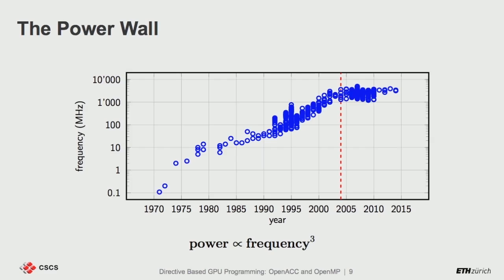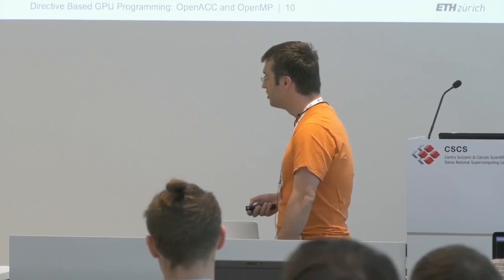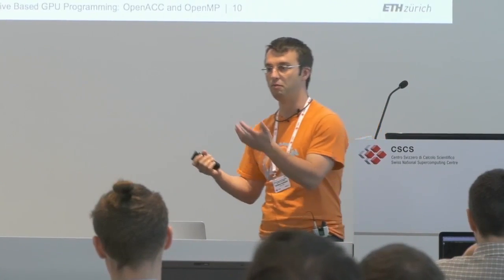That's because most of you might know the equation power equals C times V squared times f, where V is the voltage. In order to increase the frequency, we had to keep high voltages, so that makes power proportional to the cube of the frequency. And that's a problem. Similarly, the single-core floating point performance is not keeping up. Why? Because the frequency is not increasing anymore.